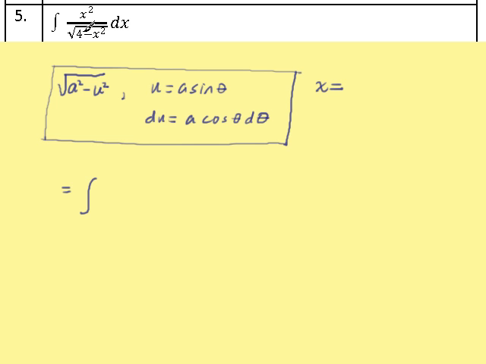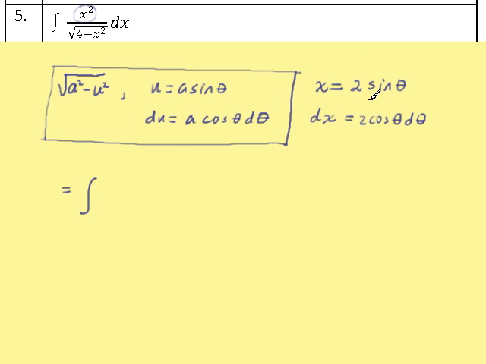Here's a squared, 2 squared, so a is equal to 2. So the substitution that we're doing is x equal 2 sine theta, and dx is equal to 2 cosine theta d theta. All right, now we're ready to do an exact substitution. First, let's substitute x squared.